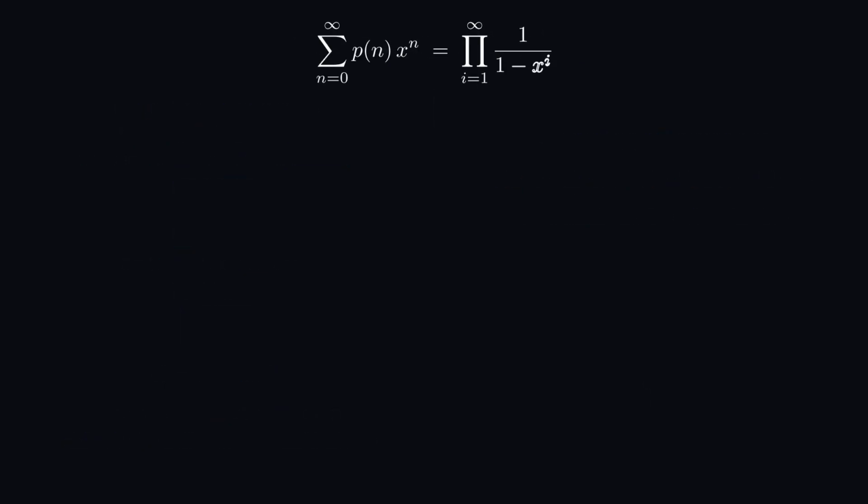There is a generating function for the partition counts. The left side sums p of n times x to the n. The right side is a product over every positive i of 1 over 1 minus x to the i. Each factor lets you pick how many copies of that part to use.